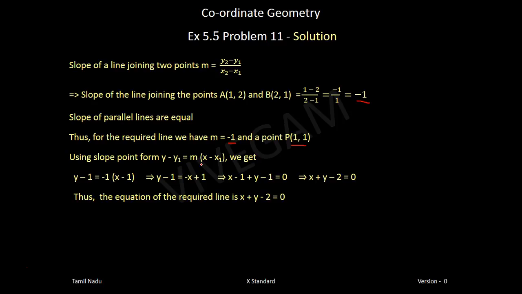Now use the slope point form, where m is the slope and (x1, y1) is the point. So y minus y1, that is y minus 1, equals the slope minus 1 into x minus x1. x1 is 1 here. So y minus 1 equals minus x plus 1. So this becomes x plus y minus 1 minus 1, which is x plus y minus 2 equal to 0. This is the equation of the required line.